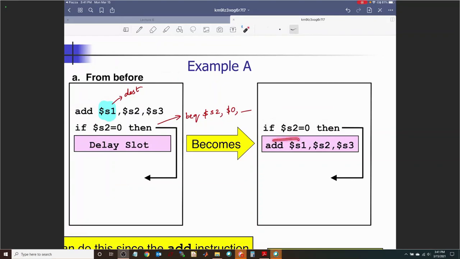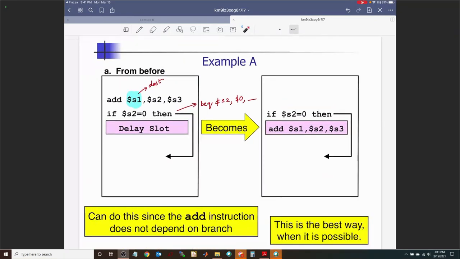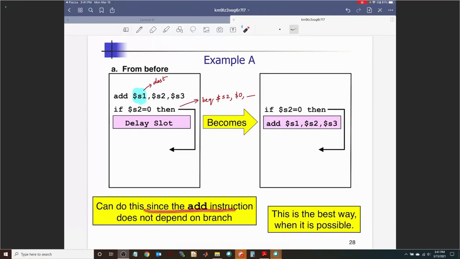So I'm now using the delay slot for a useful purpose. That was part of the instruction, right? So this is called working on the instruction from before the condition, right? From before the condition was here, you are working on the instruction before it. And you can do this since the add instruction does not depend on the branch, and this is the best way when it is possible. This works out really well.